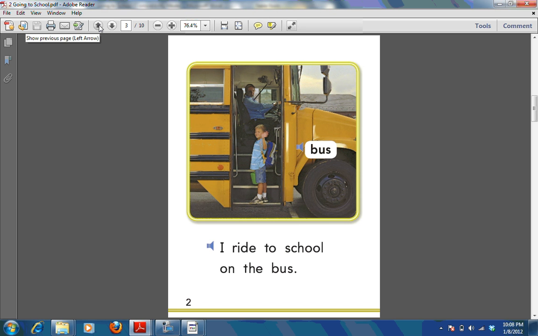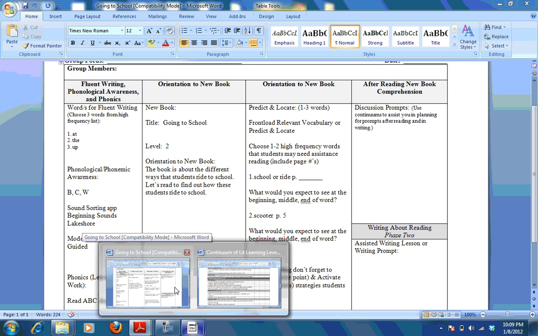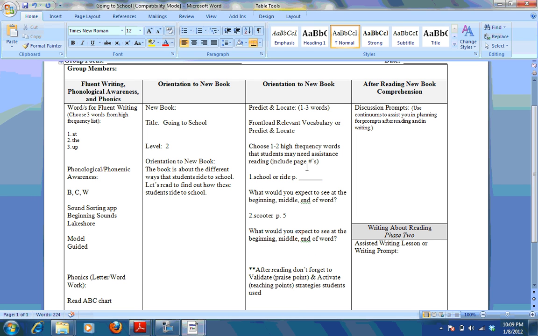But I don't want to use these because I want to see what they do when they come to this word. What are the strategies that they're using? These are the things that I'm going to be looking for when I actually do the lesson. So I'm not really going to choose a lot of the last words. So there you have it. That's what I'm going to do for the orientation to the new book, and I'll talk a little bit more about validating and activating in my next video.